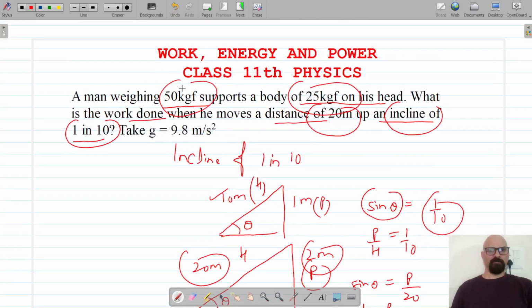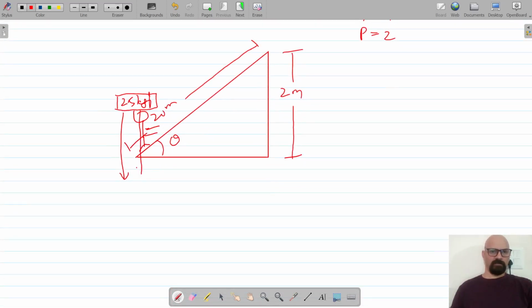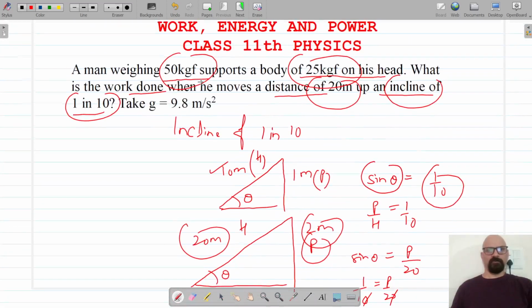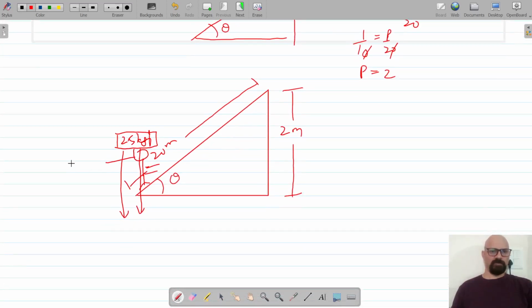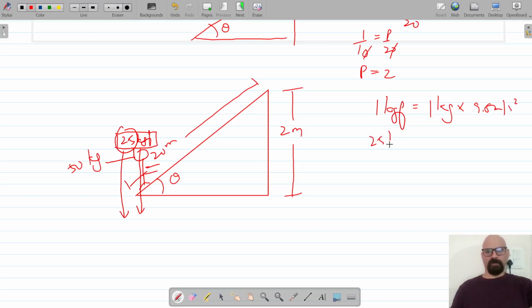Also, the man is weighing 50 kgf, and this is also acting vertically downwards. So the total mass acting vertically downwards is the mass of the man, which is 50 kg, and the mass of the load, which is 25 kg. We know that 1 kgf is the force of a mass of 1 kg times 9.8 meters per second squared. So 25 kgf gives us a mass of 25 kg into 9.8 meters per second squared. This is the force.